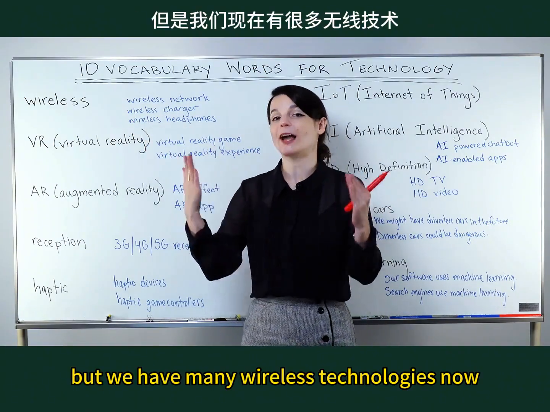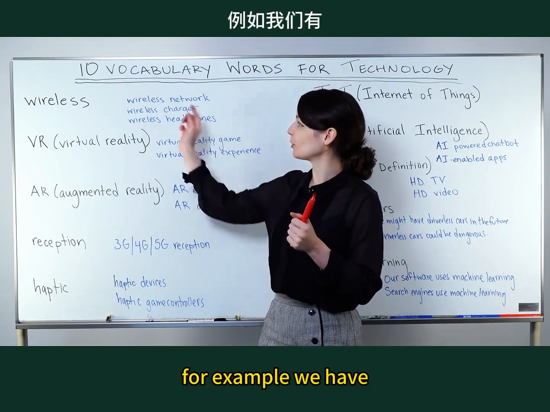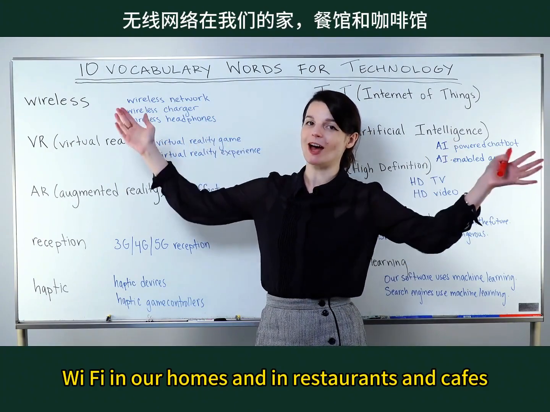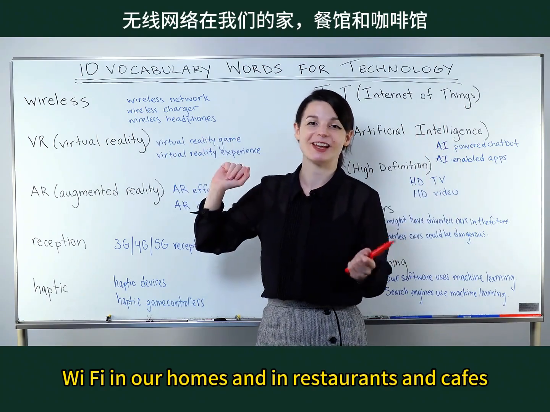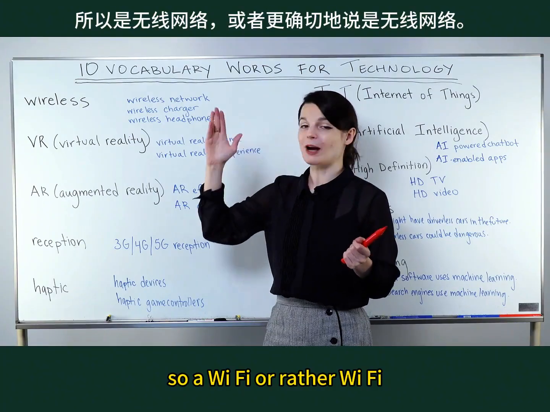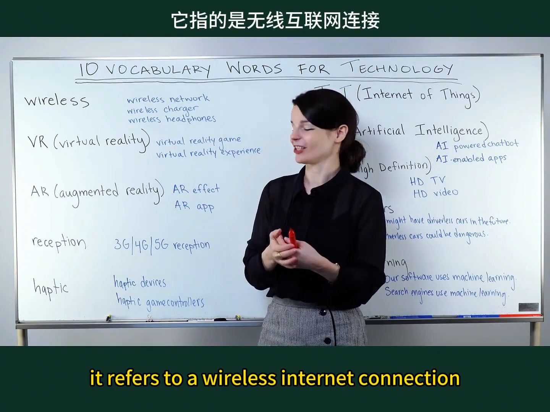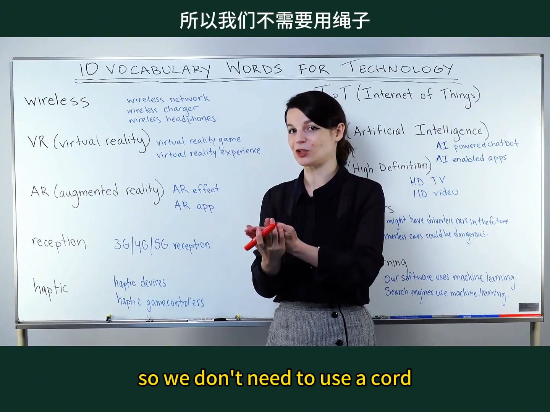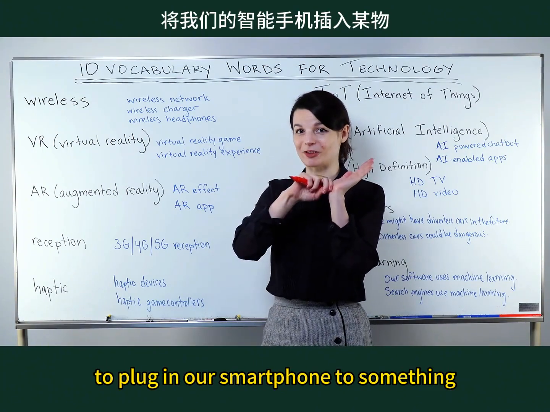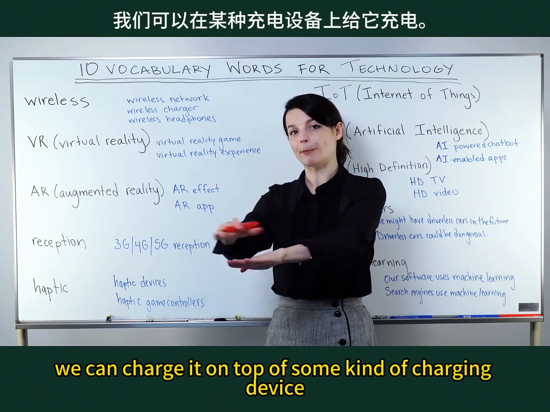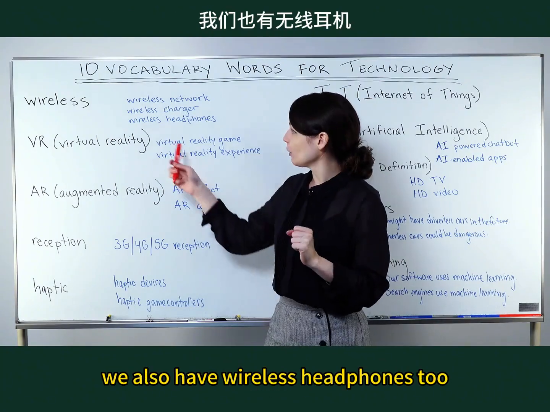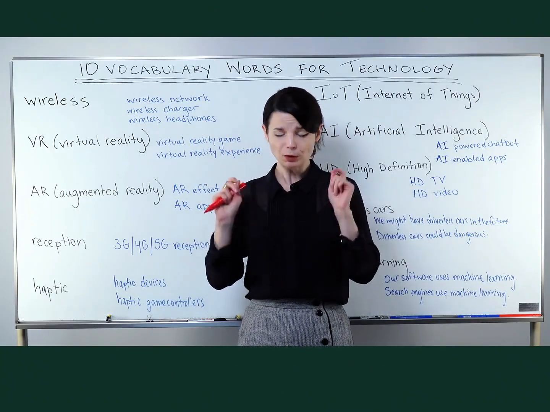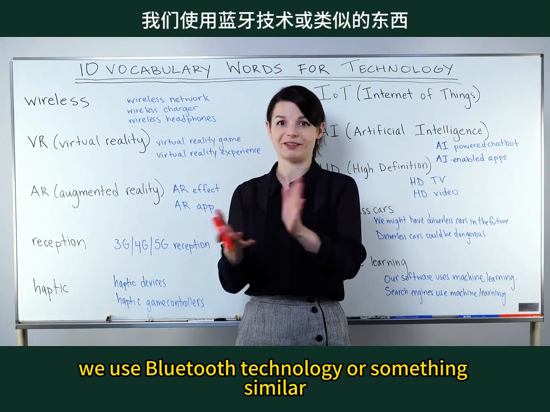But we have many wireless technologies now. For example, we have wireless networks. We commonly call these Wi-Fi in our homes and in restaurants and cafes. Wi-Fi refers to a wireless internet connection. We have wireless chargers for our smartphones now, so we don't need to use a cord to plug in our smartphone. We can charge it on top of some kind of charging device. We also have wireless headphones too, so we can put in headphones with no cord. We use Bluetooth technology or something similar to do that.